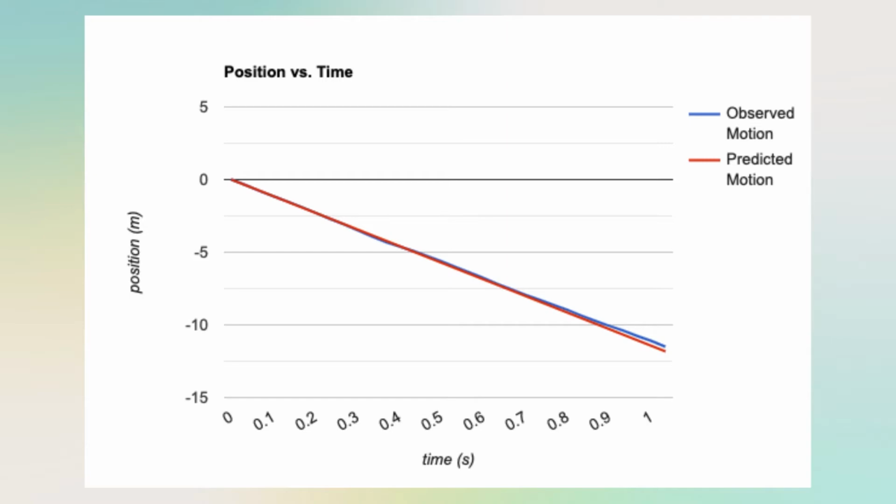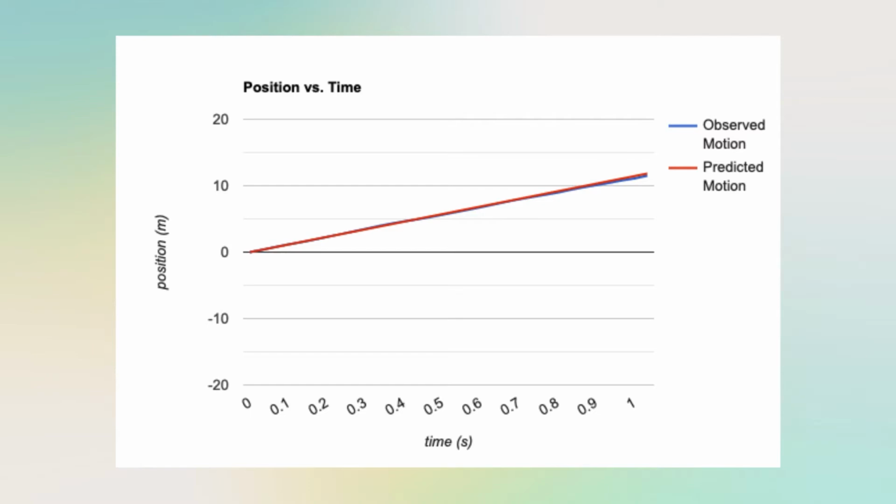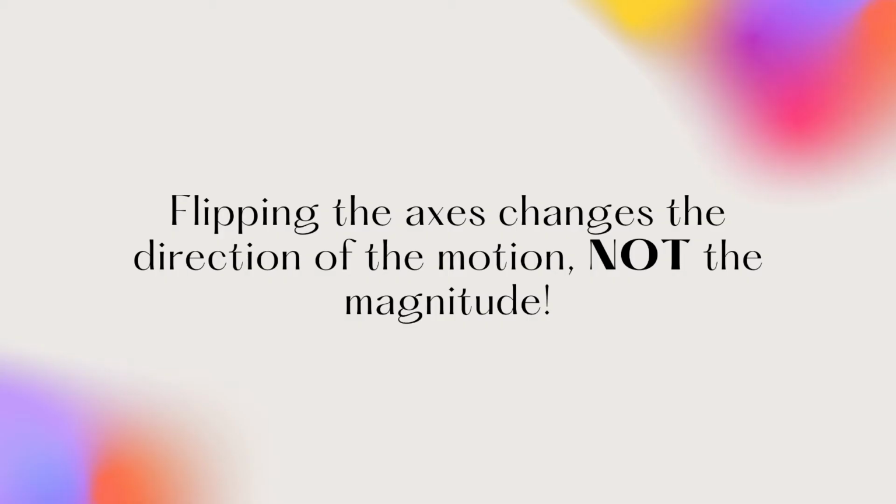What happens to the data if I choose a different axis? In reality, not much. If I claimed the positive x-axis was to the left instead of the right, the truck's position would be getting more positive and the velocity would be positive. What is important is that the magnitudes of the numbers stay the same. In short, changing the axes in this way changes the direction of the motion, not the magnitude.